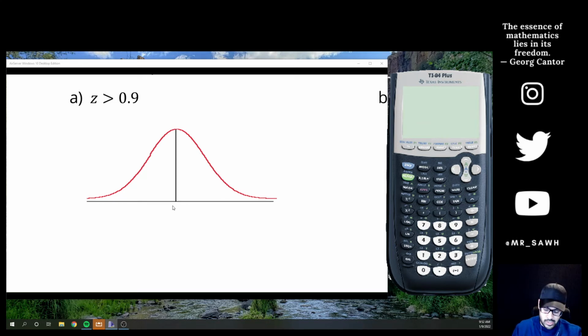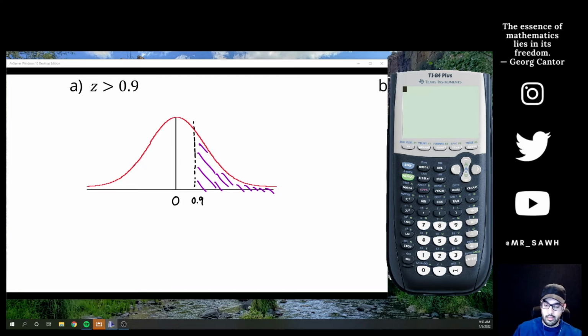So I know the average is 0 if this is a z-score. So 0.9 must just be above it somewhere. So it's just a rough estimate. There's my z-score of 0.9. Now my inequality symbol says I want to be anything greater than 0.9. So I'm going to shade in the region of this curve that's greater. Right, everything to the right of this 0.9 z-score is what I really care about, right? That area underneath.